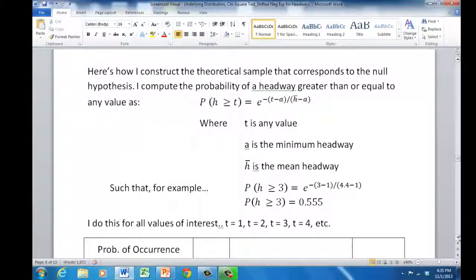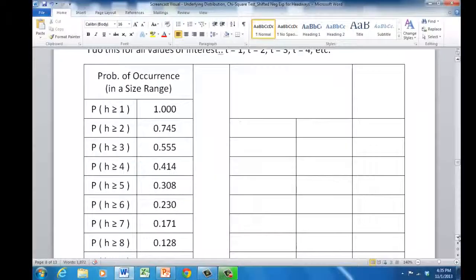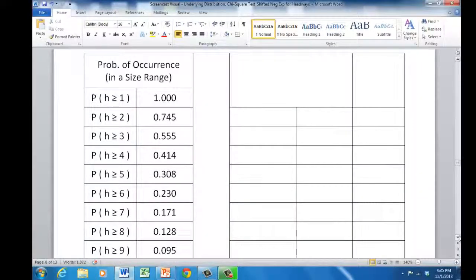I can do this for all values of t equal 1, t equal 2, t equal 3, and so forth, and arrange them in tabular form. See, for example, here where I have put the probability of a headway greater than or equal to 3 equal to 0.555.